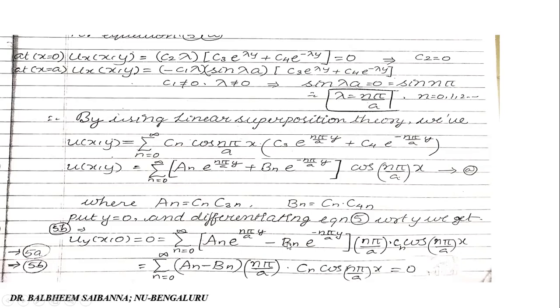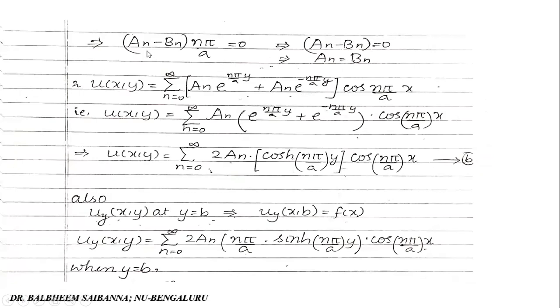E to the power of 0 value is 1. E to the power of minus 0 value is 1. Then we'll get only an minus bn, n pi by a, Cn cos n pi by a x, as it equals 0. From this equation 5b, we will get an minus bn, n pi by a is equal to 0. Then n pi by a is not equal to 0, so an minus bn must be equal to 0. Then an is equal to bn.